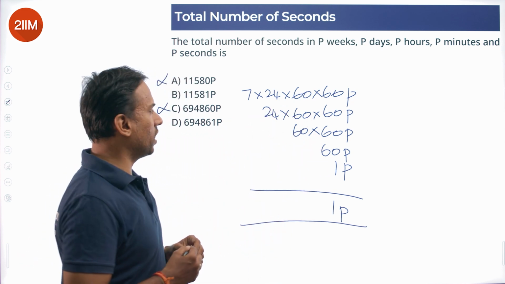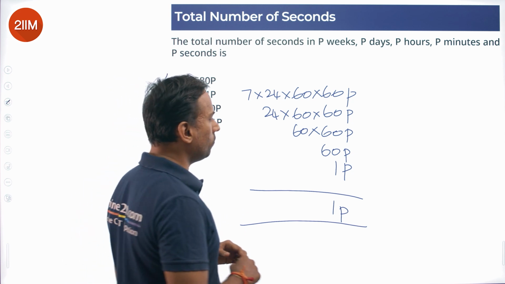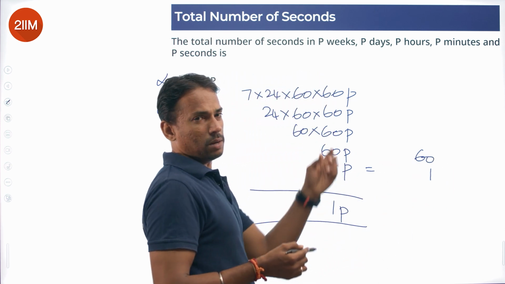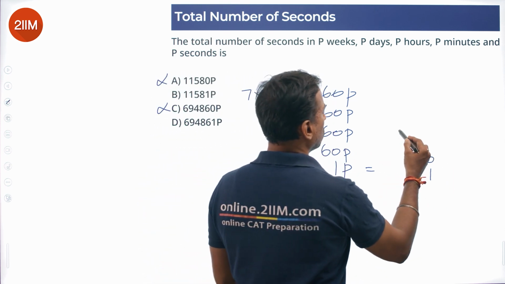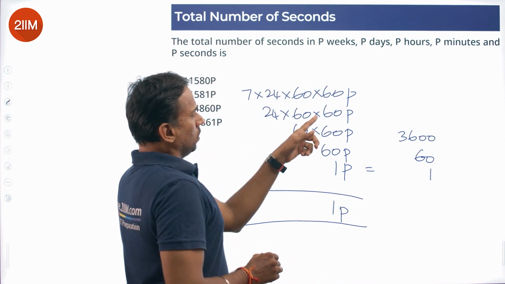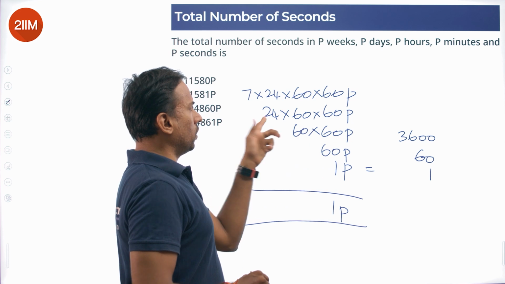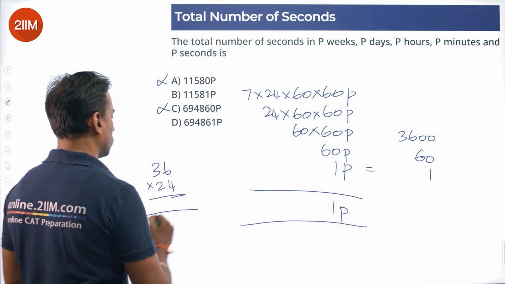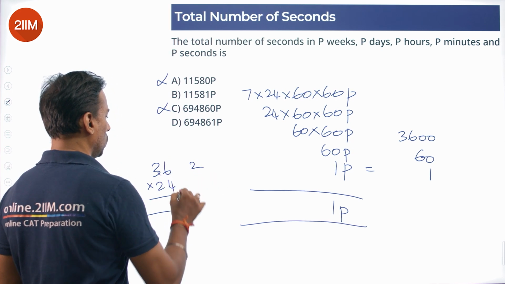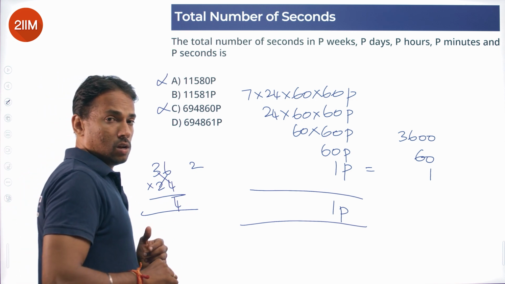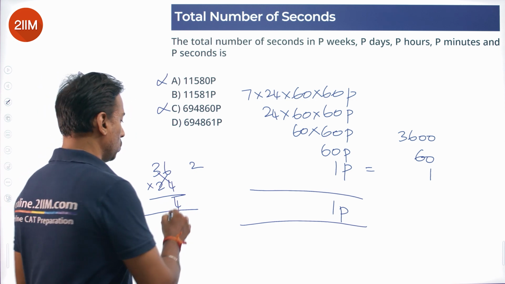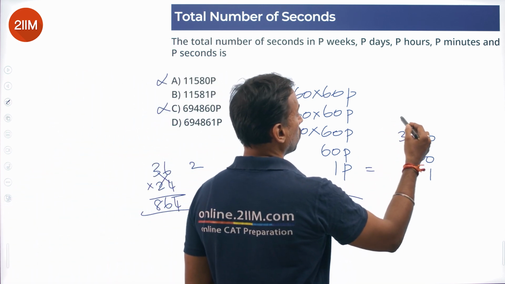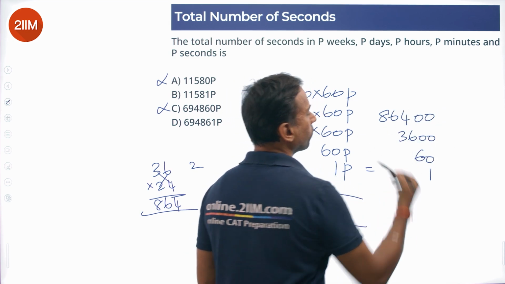Let's try checking if we can do anything smarter. So this is P1. This is 60. I'm not taking P's, I'm taking only the numbers. 60 into 60 is 3600. 60 into 60 into 24 is 3600 into 24. We'll do 36 into 24. 6 4s are 24, 3 4s are 12, 6 2s are 12, 12 plus 12 plus 2, 24 plus 2, 26, 2 carry 3 2s are 6 plus 2, 8. So 86400.